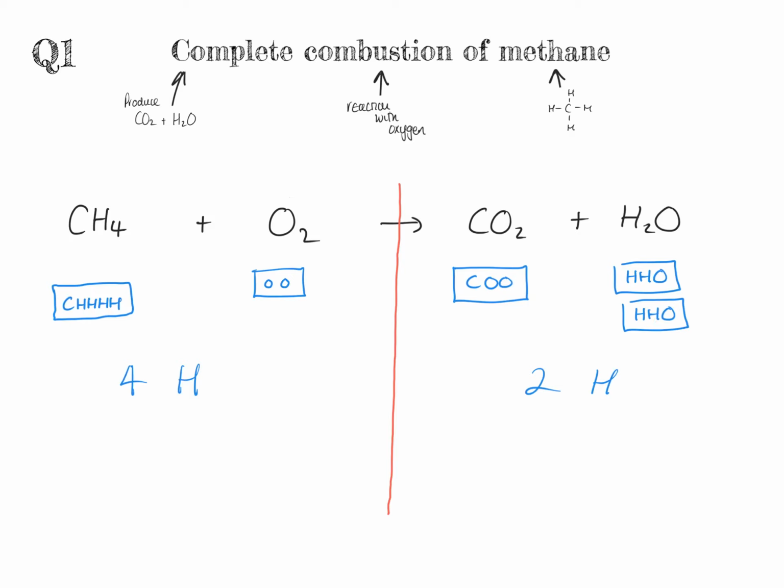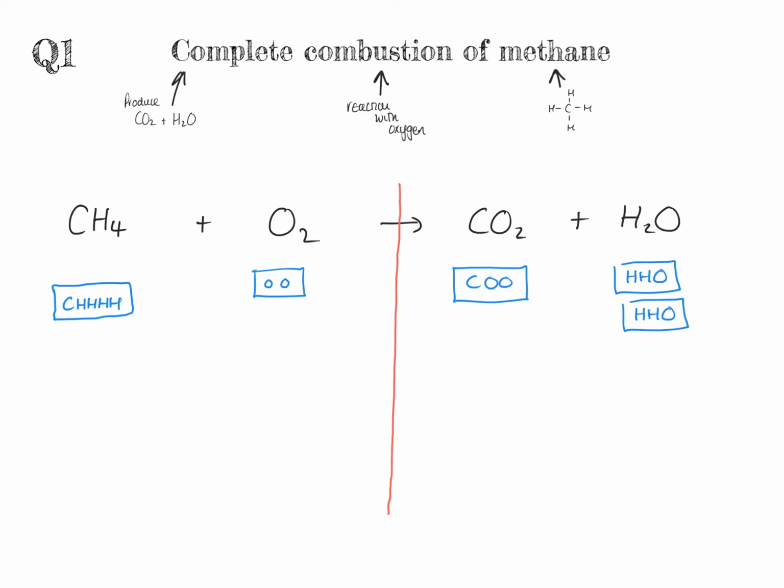We've now got 4 hydrogens on this side, so I'm going to change that to a 4. So I've got 4 on the left and I've got 4 on the right, so hydrogens are now balanced. So that's really good. Okay, now I can go on to my oxygens because my carbons are balanced and my hydrogens are balanced. I just need to check my oxygen atoms.